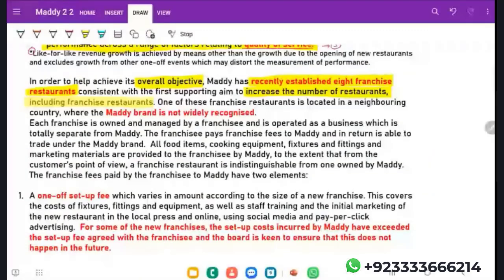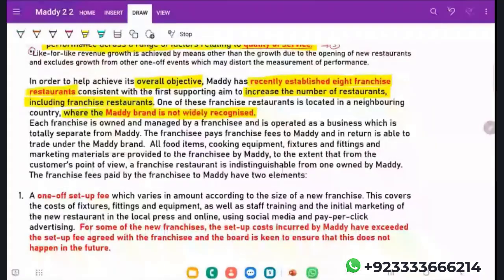So in order to help to achieve its overall objective, Medi has recently established 8 franchise restaurants consistent with the first supporting aim to increase the number of restaurants, including the franchise restaurants. Right? One of these franchise restaurants is located in a neighboring country where the Medi brand is not widely recognized. So this is another new thing for the company.